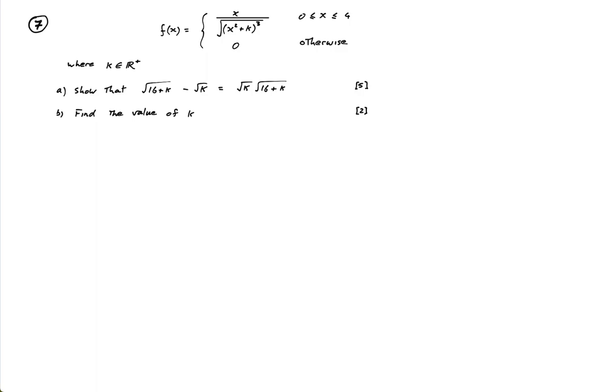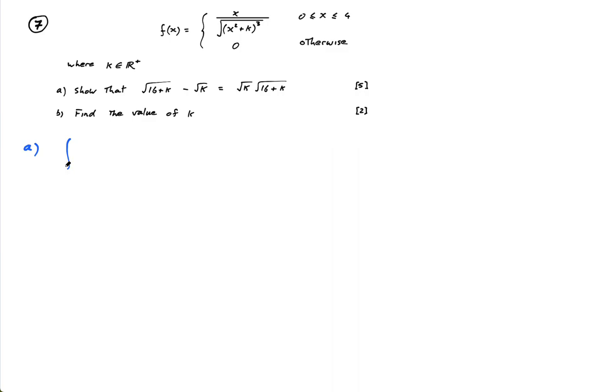Okay, question 7. So this f of x is a probability density function, which means that the area under the curve gives you the probability. It only exists from 0 to 4, otherwise it's 0. That tells us that the integral of this from 0 to 4 has to equal 1. That's essentially how we do this first question.